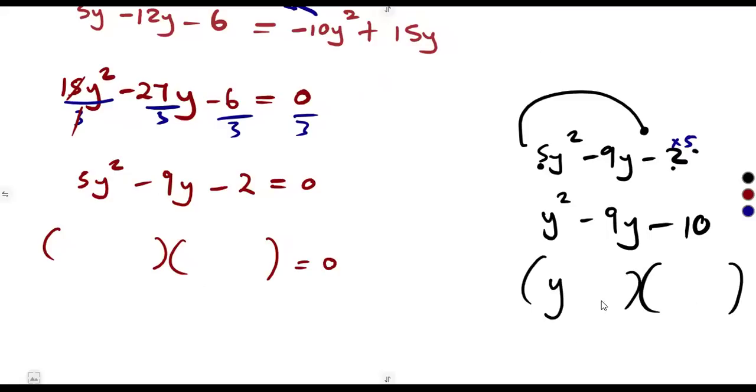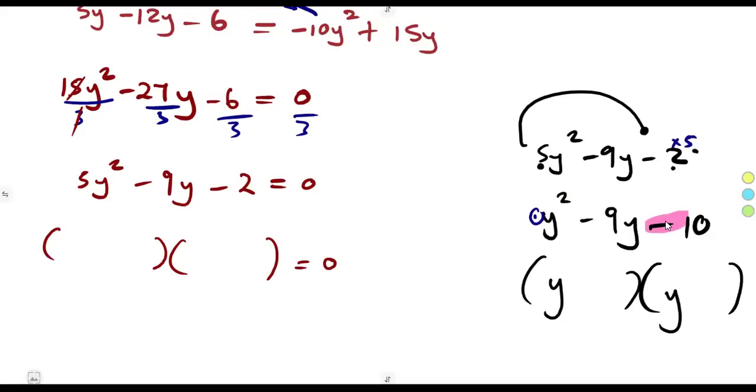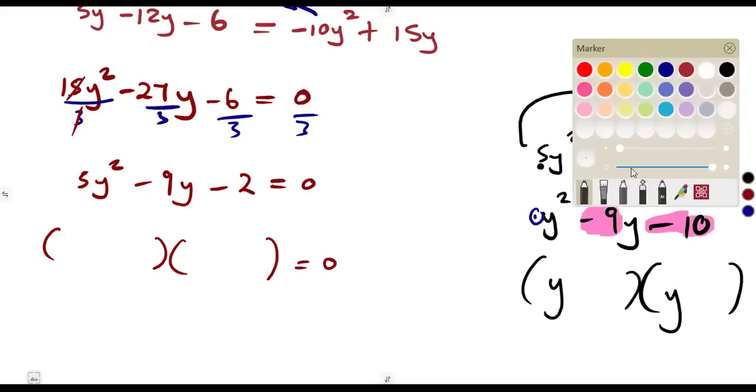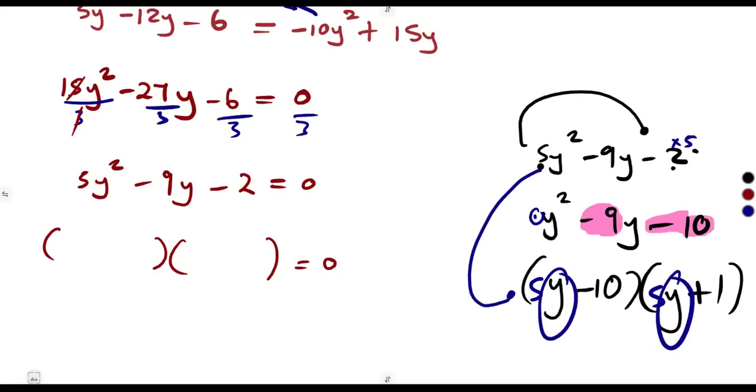You are used to this when the coefficient of y squared is 1. So you focus on the constant. What is our constant? In our case, our constant is negative 10. We have factors of negative 10 which add up to negative 9. So that's negative 10 and positive 1. Remember, we took this 5 and multiplied it. Let us bring it back to our equation: wherever we see the y in our brackets, we put that 5.